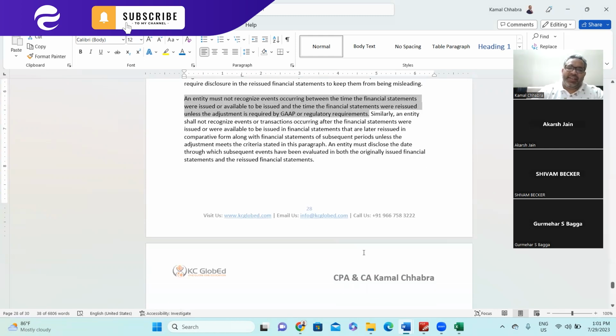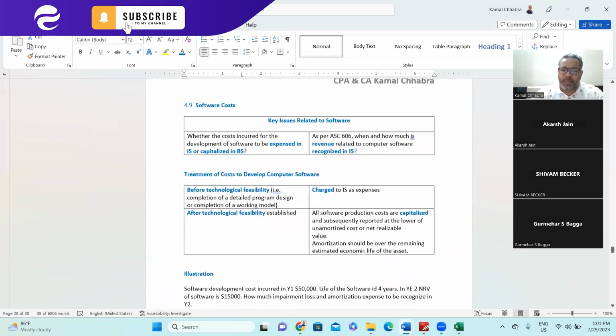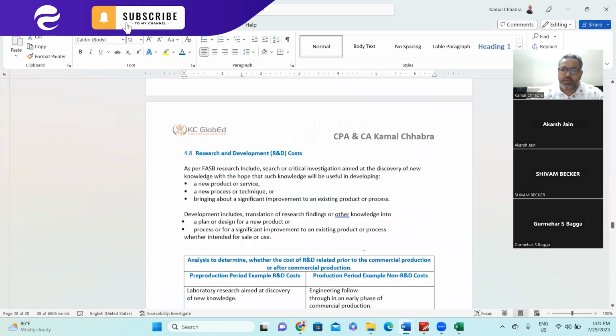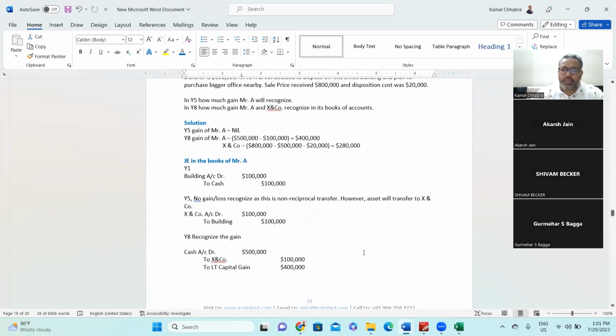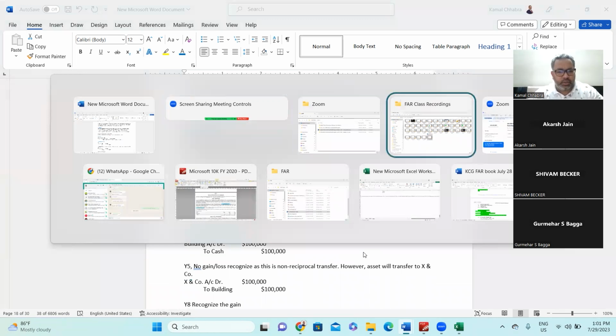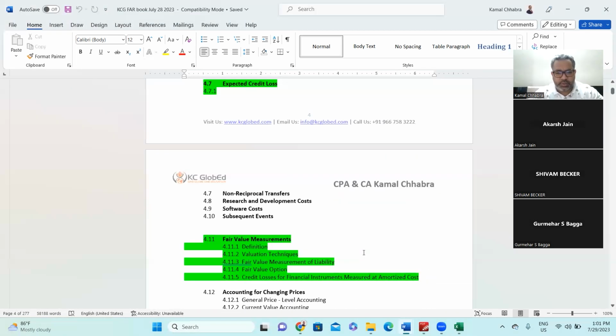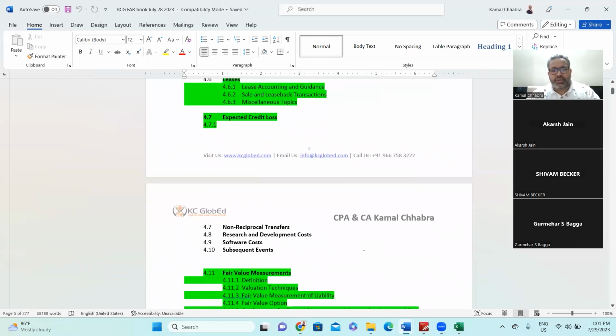Right. Good. Okay. So we have covered all these 4 topics of today. So I'll send these notes to you. You can take a look. And then maybe in the next class tomorrow we'll be covering the topics which are accounting for change in price, general price level change, current value accounting, supplementary and disclosure. So then we are done with this chapter.